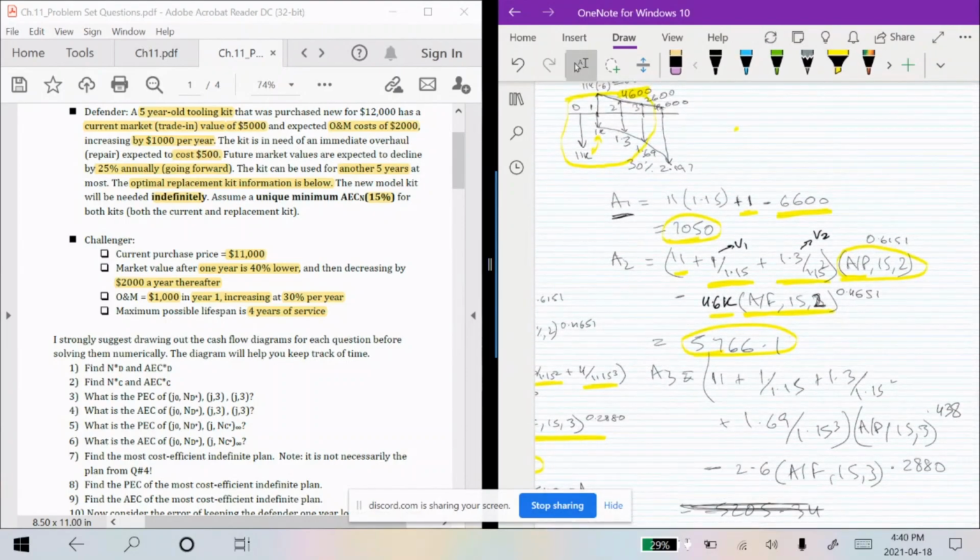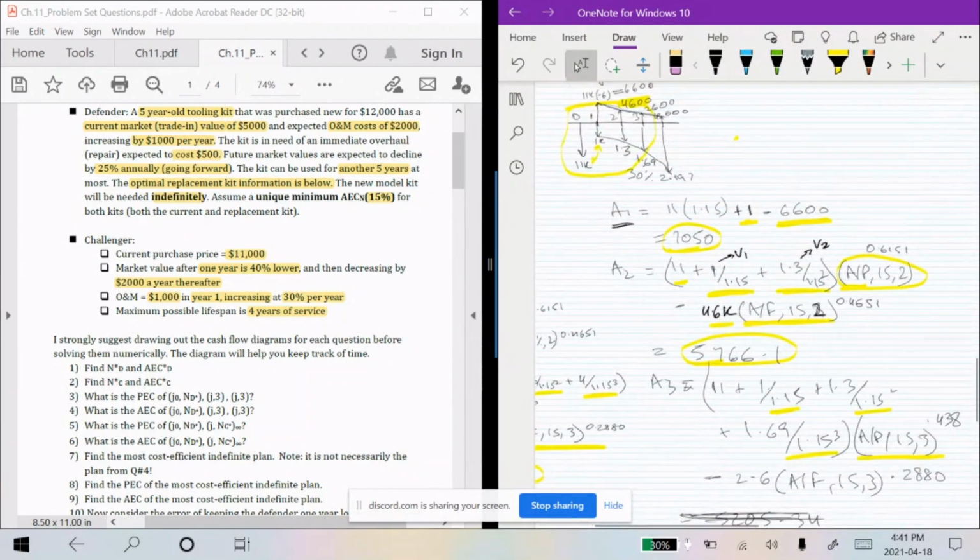So for A3, we have the 11K. We have the 1K from period 1, which we take back 1 period, 1.3 from V2, which we take back 2 periods, and 1.69 from V3, which we take back 3 periods. That's the end of all the costs. You annualize the costs after that, finding A given P at 15% and 3 years. So you annualize that.